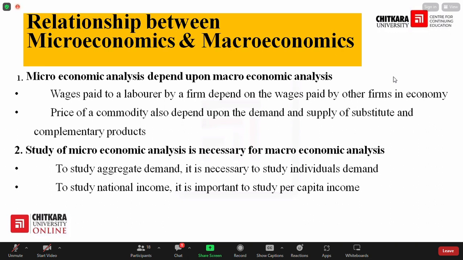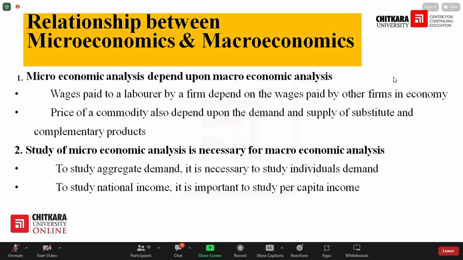Similarly, macroeconomics also depends upon microeconomics. Suppose you want to study the aggregate demand. First, what do you need to do? You need to find out the demand of a single customer. When you add up the demand of all of the customers, then you will be able to calculate the aggregate demand. Similarly, if you want to calculate the national income, per capita income is a micro part and it is very important to study. Clear? So micro depends upon macro, macro depends upon micro.